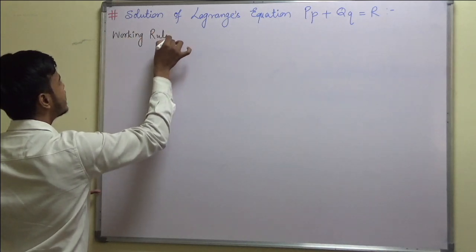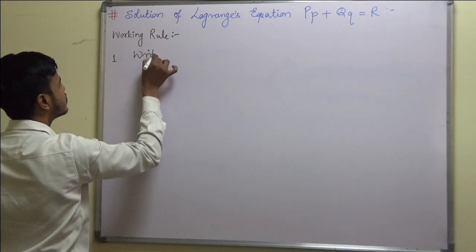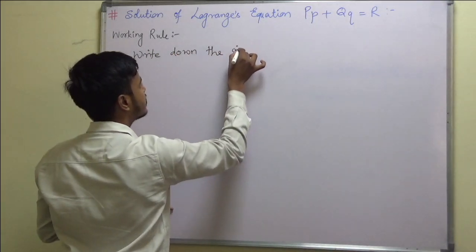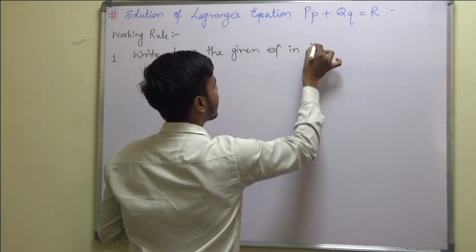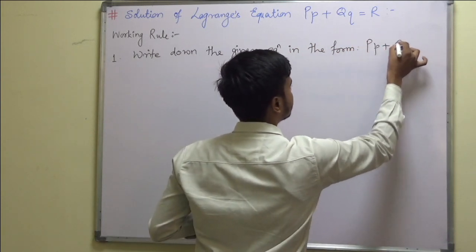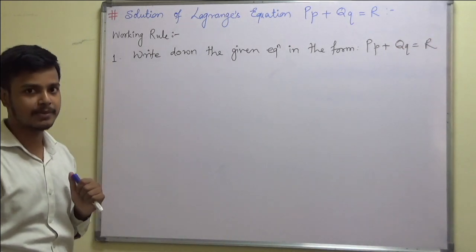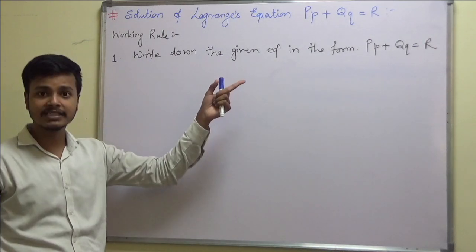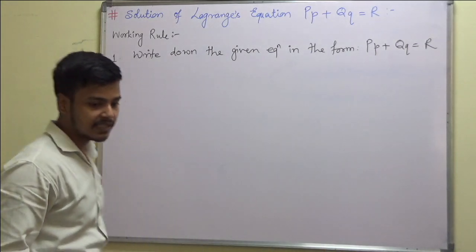So the working rule says, step number 1, write down the given equation in the form Pp plus Qq is equal to R. That is your first step. Sometimes it will be given in this form, sometimes it will not be given like this. Then you have to arrange it and try to get this form. That is the very first step.